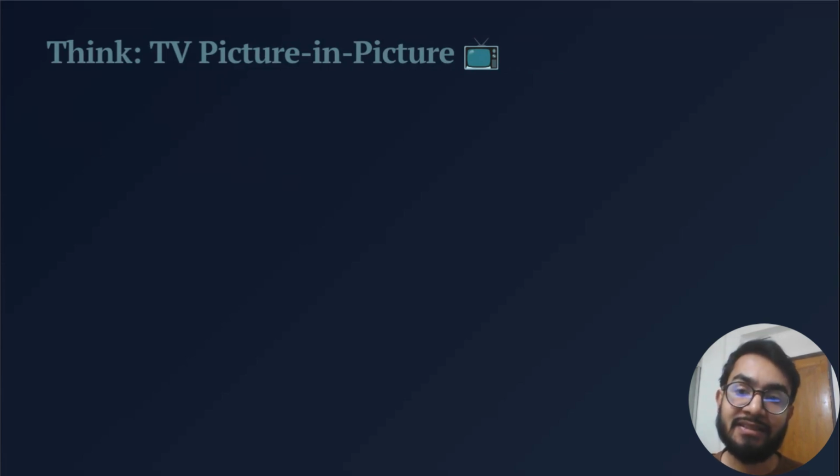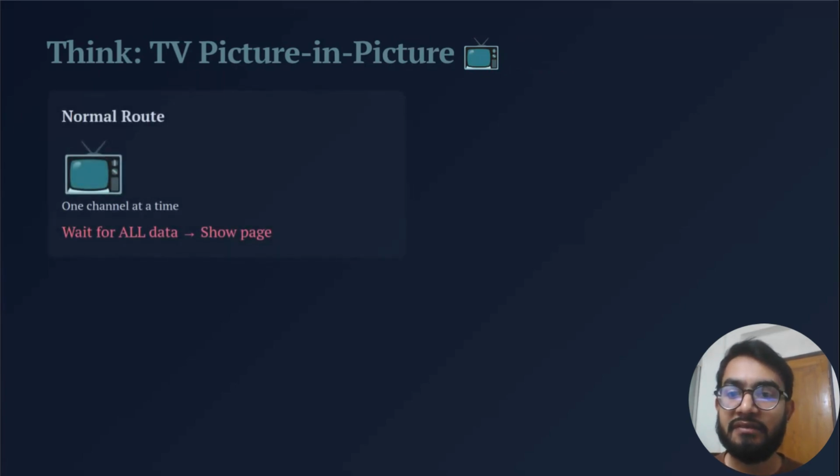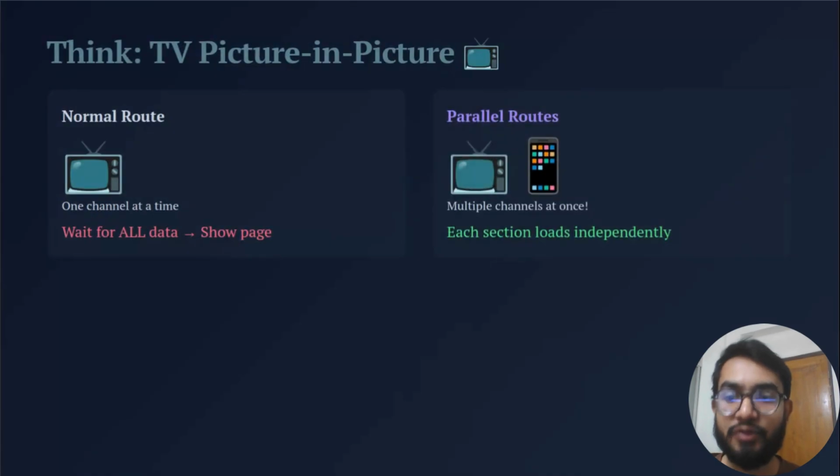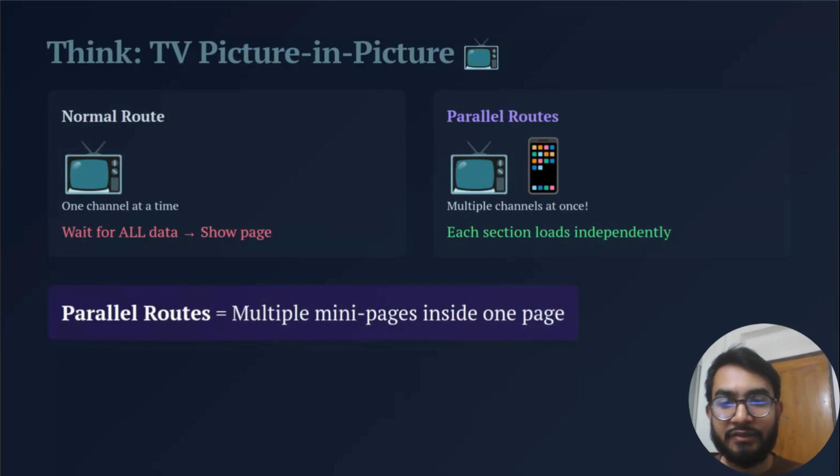To understand this, just think for a while of a TV's picture in picture mode. In a normal route, it's like one channel at a time. You need to wait for all the data and then the page shows. But in parallel routes you can watch multiple channels at once, and each channel, I mean each section, loads independently. So this is the concept of parallel routes.